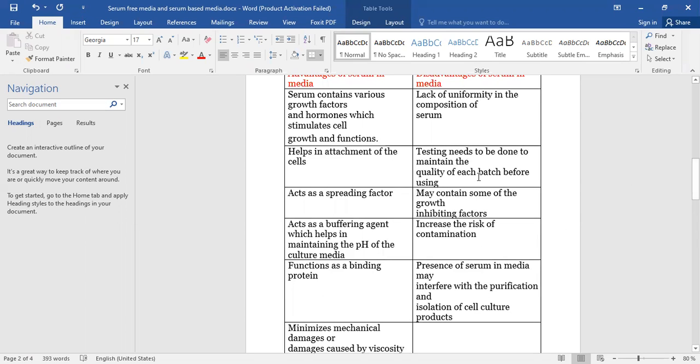What are the disadvantages? As you know, it needs some testing before the experiment, and it may contain some growth inhibiting factors which are not required in the process. It increases the risk of contamination because the serum and the blood may contain some microorganisms. Presence of serum in the medium may also interfere with the production and isolation of the culture products. So that is also a disadvantage.